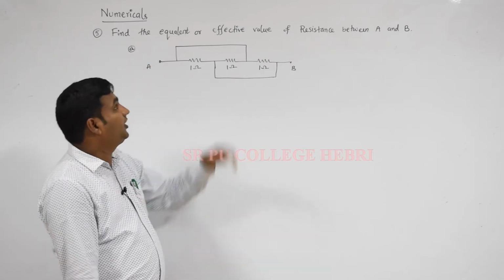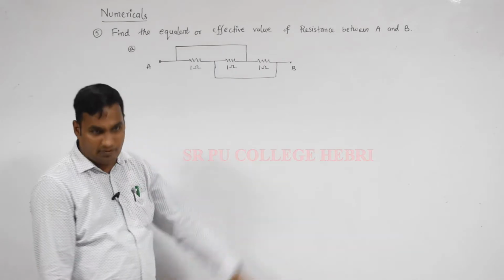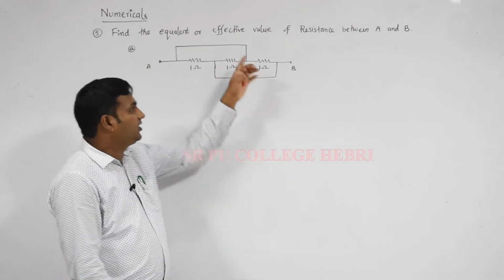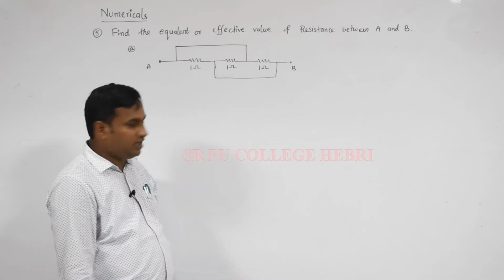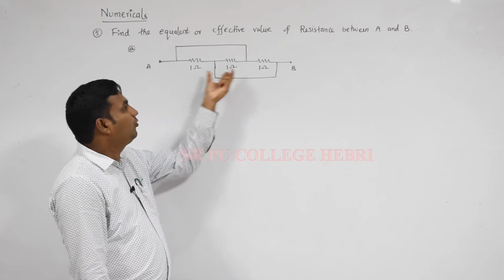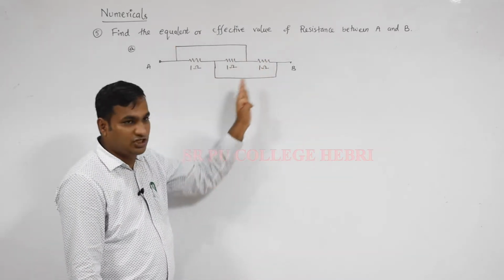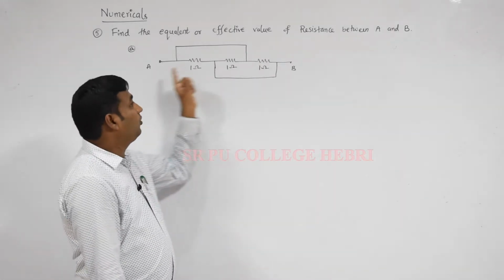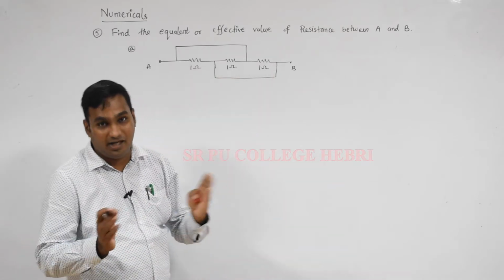Find the equivalent or effective value of resistance between two terminals A and B. In that we'll discuss the first question. It is nothing but A. They have given a circuit with three resistors connected. Each value is 1 ohm, in between A and B. This is the given circuit or network, and in this circuit you have to find out the effective or equivalent value of resistance between two points. It is nothing but A and B.